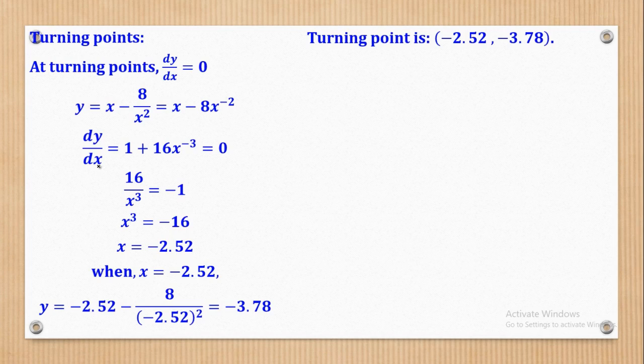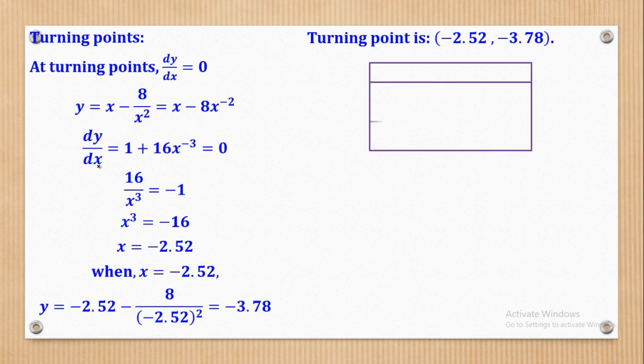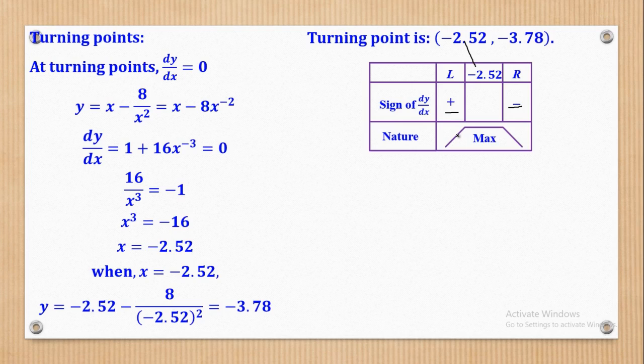But I also need to get the nature, so I'll use the method of sign change. So for sign change, put this value here. Then this will give me positive, this will give me negative. Therefore, the nature will be a maximum.